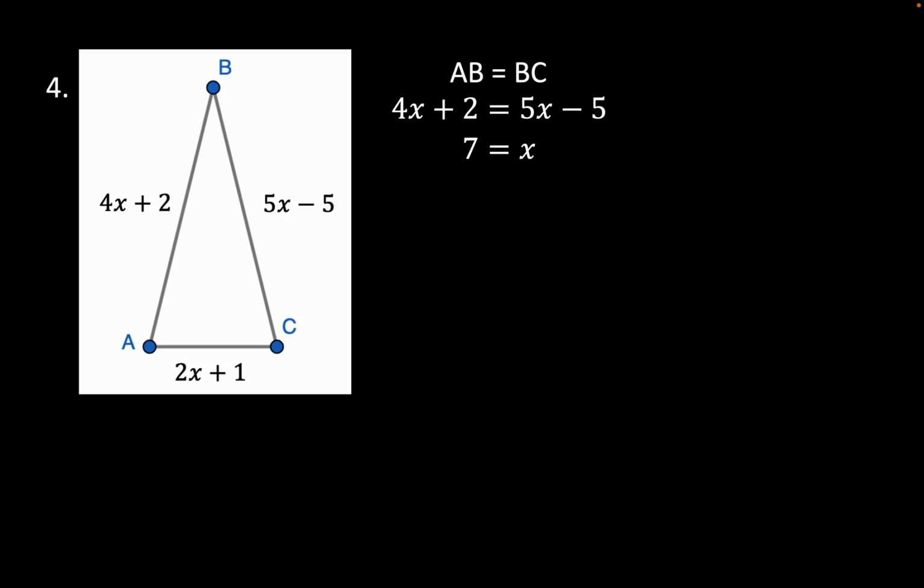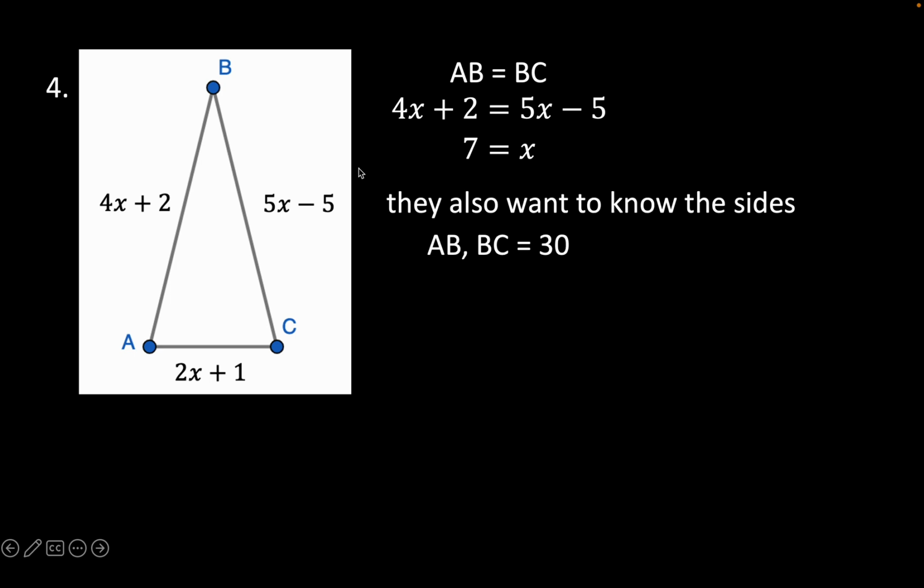The thing about this question, as it will be on your test, is that there's 3 points. Your first point is on the fact that it wants to know what x is. The second point is it wants to know what AB and BC are. So you take this 7, plug it in. 28 plus 2 is 30. 35 minus 5 is 30. So therefore, we know that AB and BC are 30. It also wants to know, which is your third point, how big is AC, which is 14 plus 1, or 15.